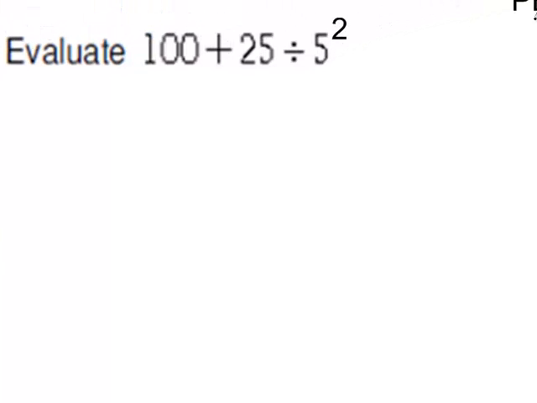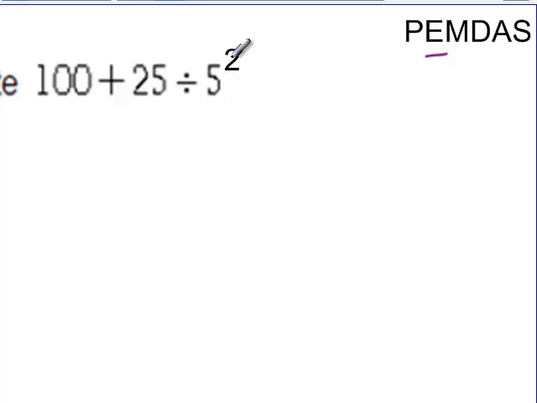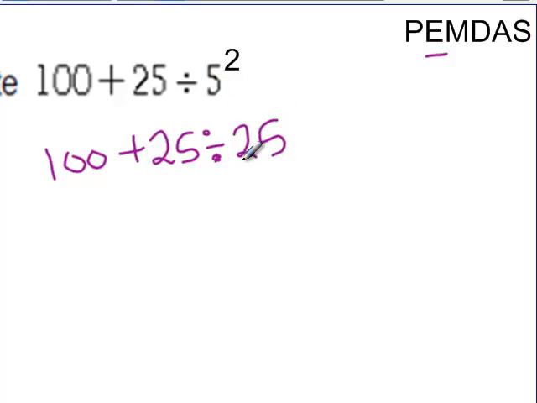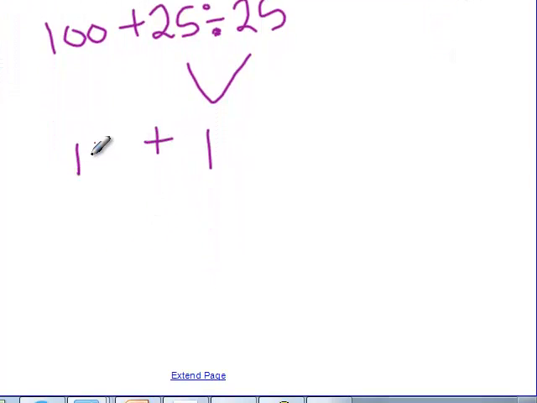There's no parentheses, so we go to the exponent, which is 5 squared. 5 times 5 is 25. So I have my 100 plus my 25 right here, divided by, and instead of 5 squared, I put 25. Next, I have to do my division. So 25 divided by 25 is 1. 100 plus 1 is 101.